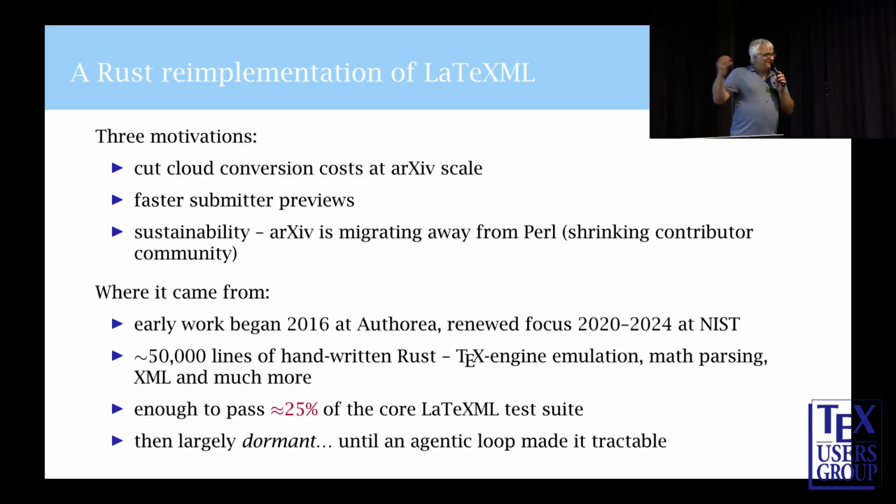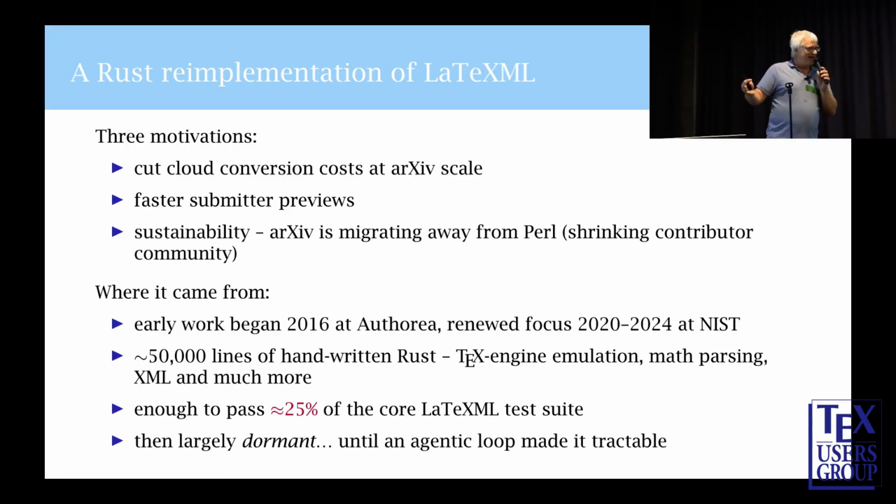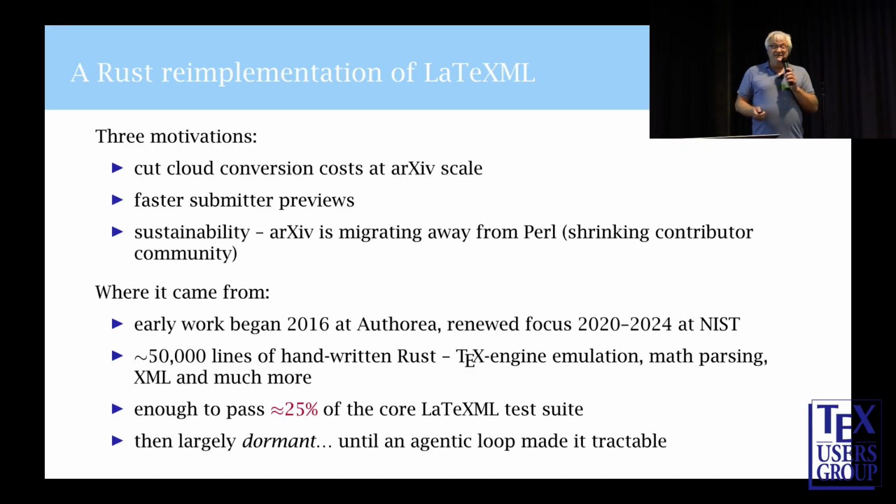If you rent a machine in the cloud with sufficient computing power and let it run full time for 3 months, that is not cheap. So that was one of the reasons to cut cloud conversion costs, because that was a huge part which restricted us from regenerating the HTML pages quickly. It also allows faster submitter previews.